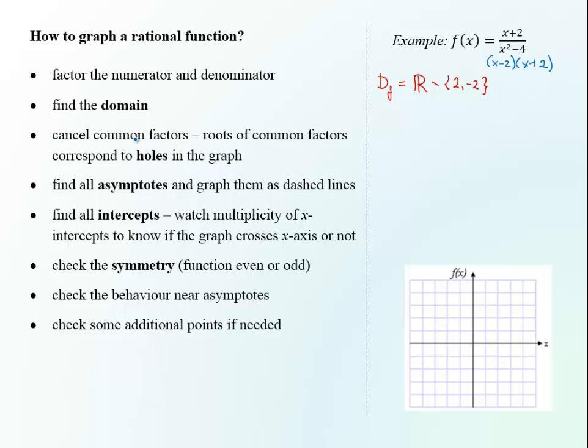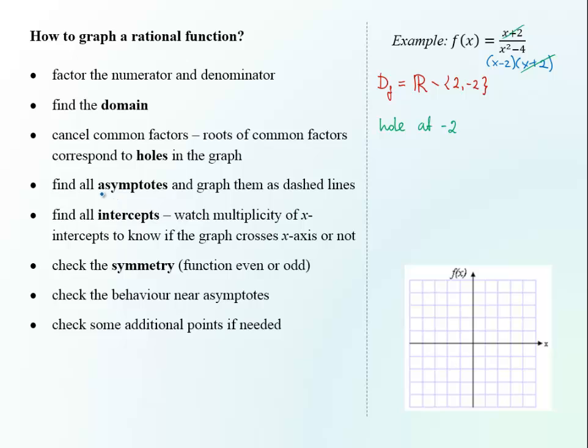Next, we can look at common factors of the numerator and denominator. There is one common factor, x plus 2. These common factors can be reduced, but we need to remember that the roots of those common factors, in this case negative 2, produce a hole in the graph. So we have one hole at negative 2.